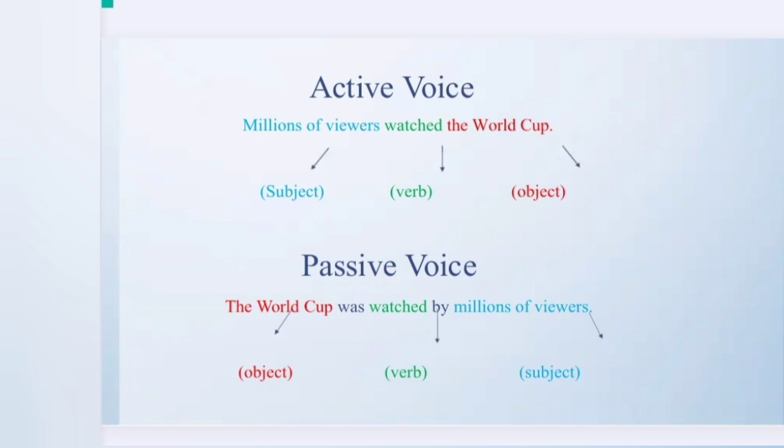As you can see, the passive voice: the World Cup was watched by millions of viewers, and you can observe the object has become the subject of the passive voice. ये सबसे आगे आ गया. Then we are putting the verb along with the helping verb and a preposition, and finally the subject.